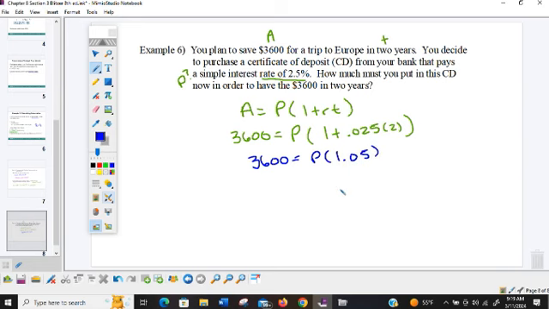Now to get P by itself, we're going to do a little bit of algebra here, and divide by 1.05 on both sides, and that's going to give us P. So what we need to invest now, if we divide this out, is 3,428, not thousand, 0.571, and they would round to the penny. So 3,428.57.